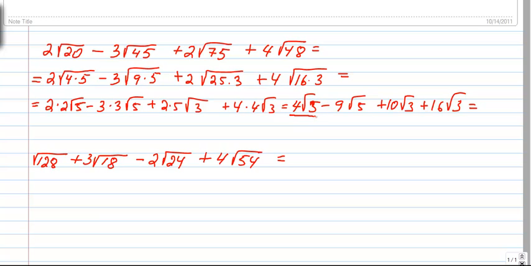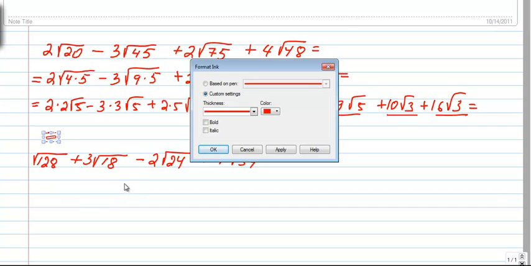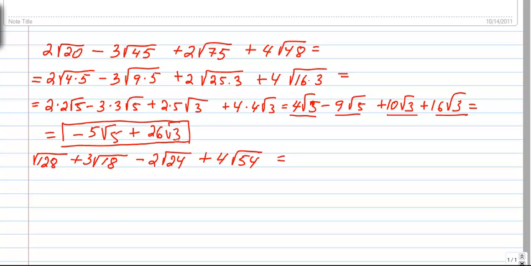So now we have two terms with radical 5 and two terms with radical 3. So we will combine them. 4 radical 5 minus 9 radical 5 becomes negative 5 radical 5. And 10 radical 3 plus 16 radical 3 is 26 radical 3. And this becomes our final answer.